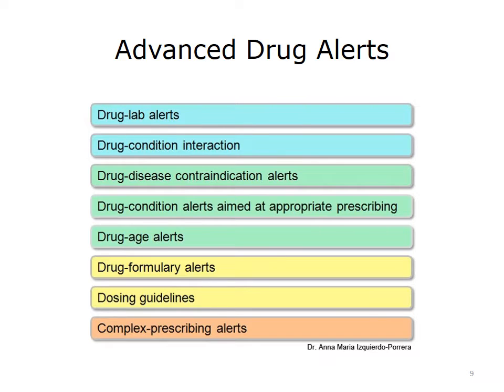Dosing guidelines are alerts that take into account complex patient characteristics such as age, renal or liver function, pregnancy or female of childbearing potential, pediatric weight-based dosing, drug utilization restrictions, or clinical indication. Finally, complex prescribing alerts are generated with combined features of basic and advanced alerts.